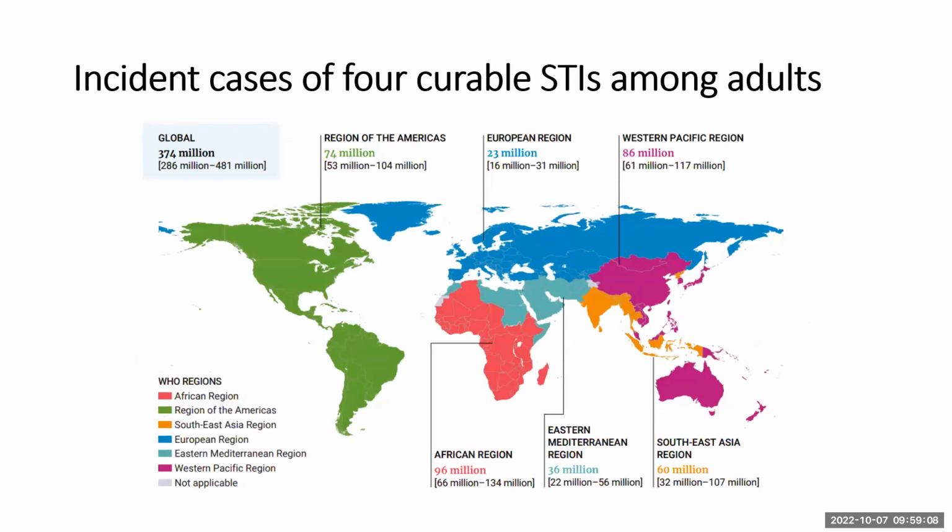Let's start our talk by looking at this map that highlights the distribution of new sexually transmitted infections as estimated by World Health Organization in 2020. From here, we can see the highest number of infections is estimated in the WHO African region.